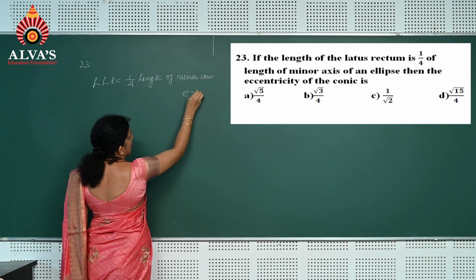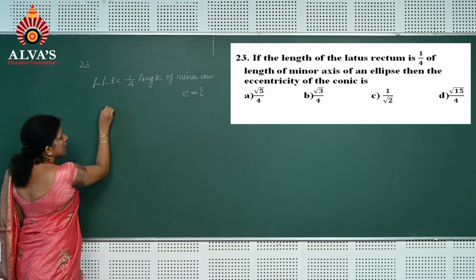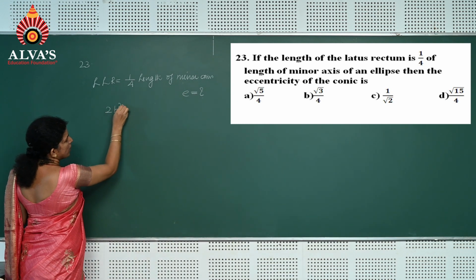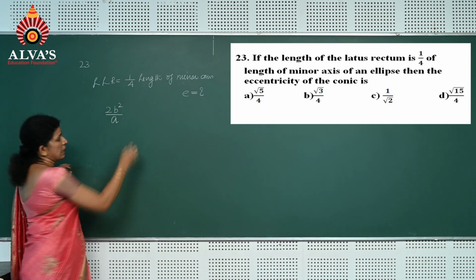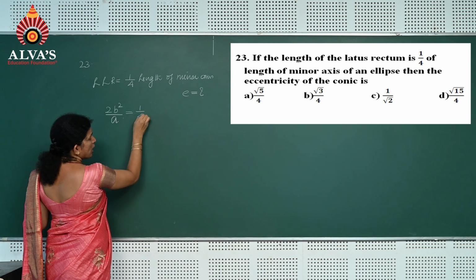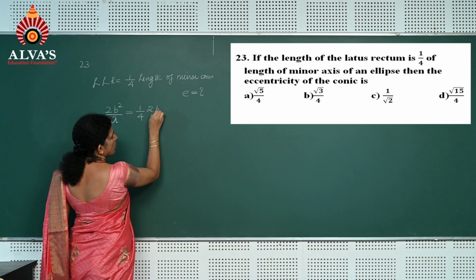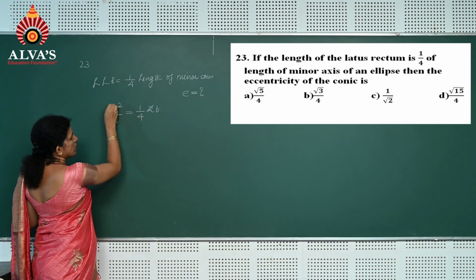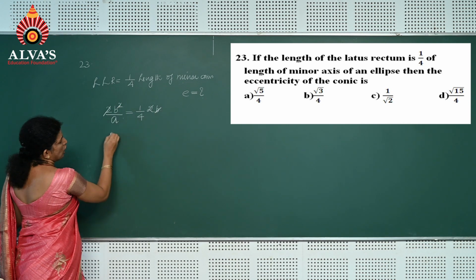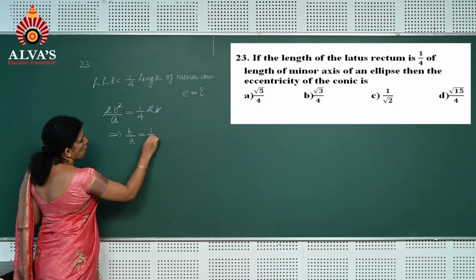We want the eccentricity of the ellipse. We know the length of the latus rectum of the ellipse is 2b² by a, that is equal to 1 by 4 of the length of the minor axis. The length of the minor axis is 2b. Simplify this, the 2 and b, so that b by a takes the value 1 by 4.